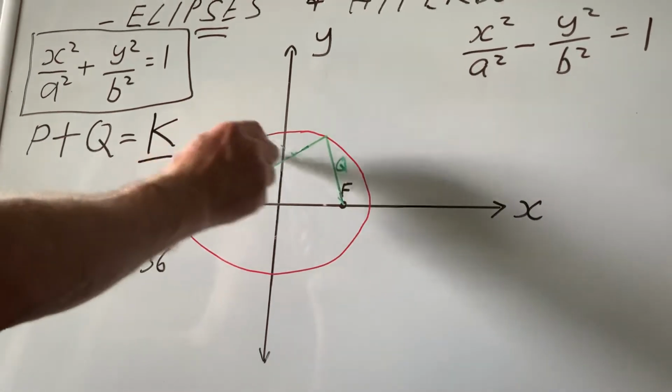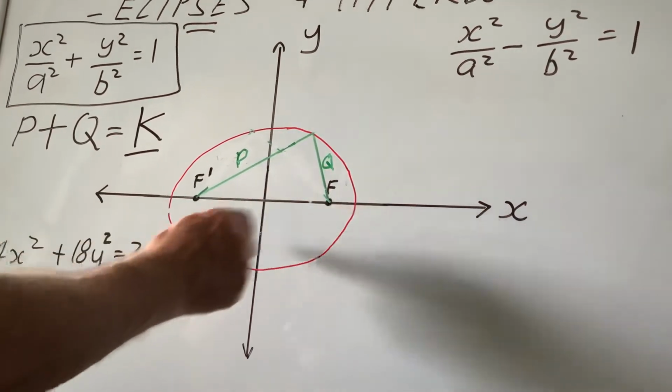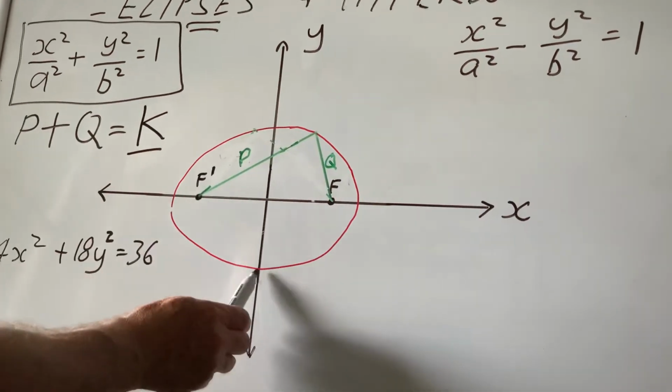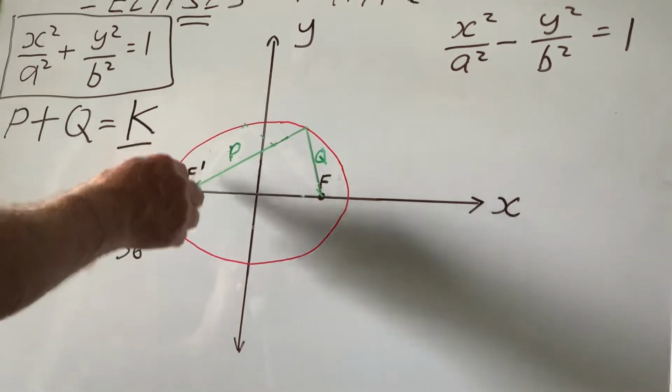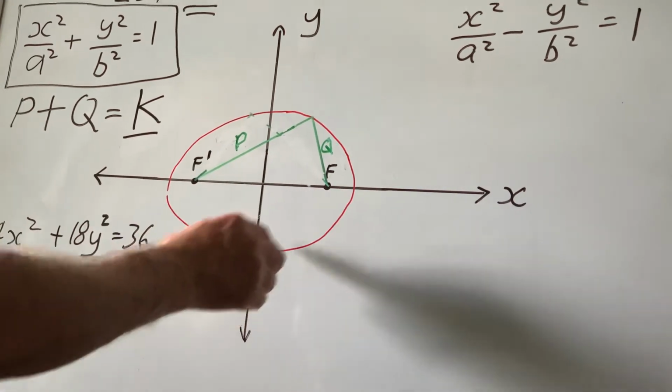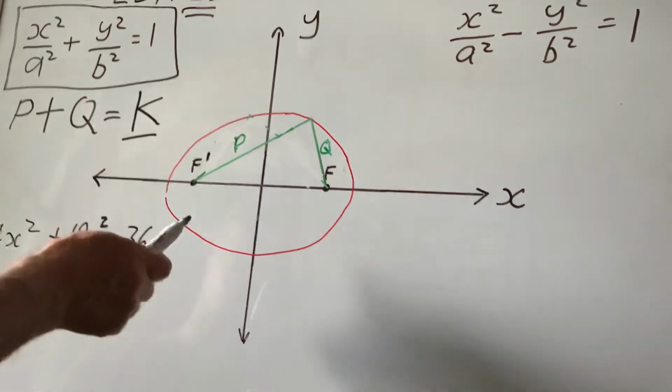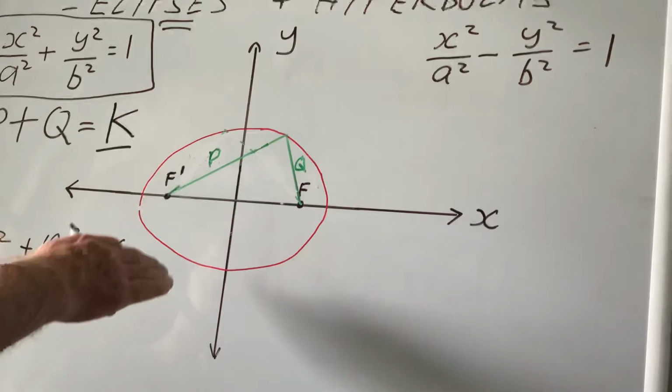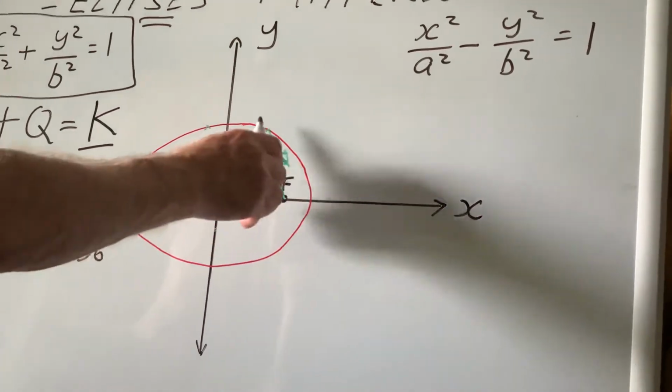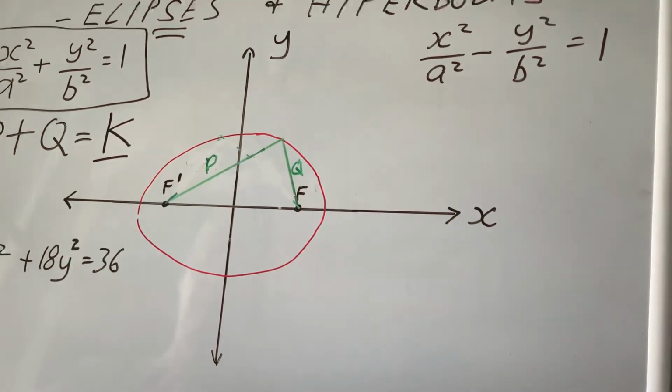Even if I drew it up here and over here, or down here and across there, or went to the axis there and up to there, when you add the two lines together, the sum of the two lines, you'll always get the same number. That's the definition of an ellipse, with two foci, and that number will always be a constant.